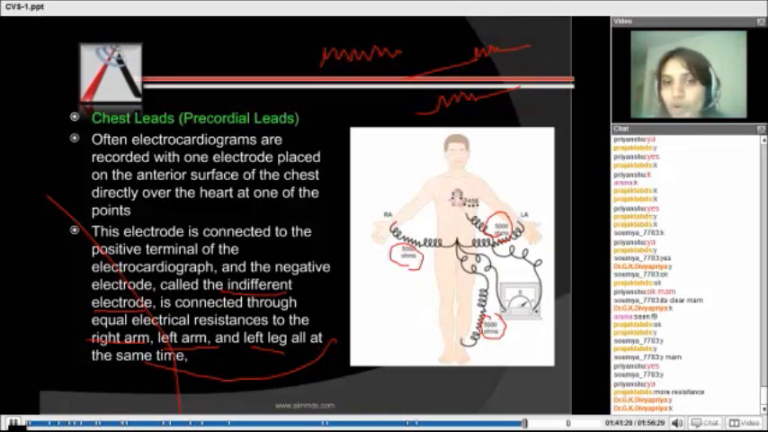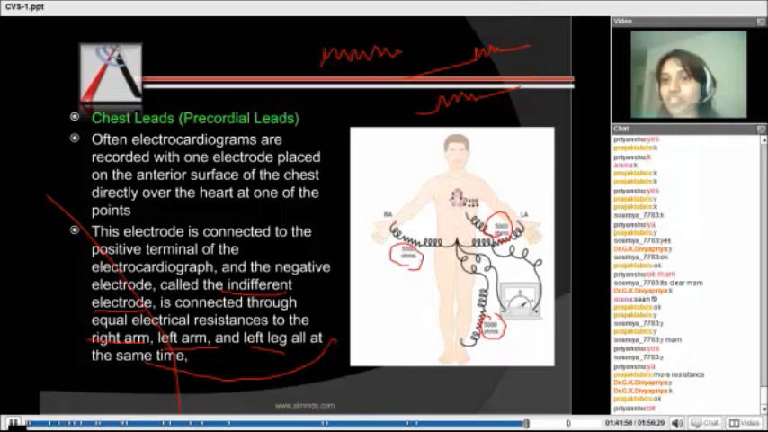Now when you record point 2, you shift your chest lead here. The rest of the 3 leads remain the same. Then you record point 2. Then you record point 3. Then you record point 4, point 5 and point 6. That is your 6 lead ECG. Is that clear? These are your 6 chest leads.